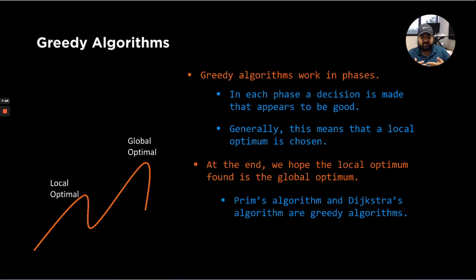When we talk about specifically greedy algorithms, they actually work in phases, and in each phase they make a decision which is based on a heuristic. A heuristic is basically an attribute which allows you to take a decision. Okay, and at every step you take a local optimal.